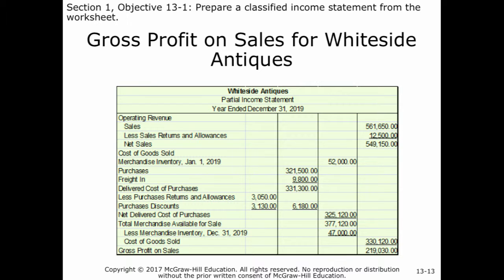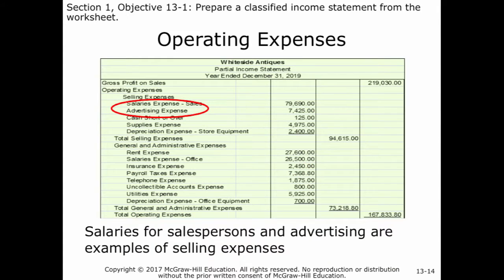$219,030. Now again, I know this is a lot of information, but if you just take your time in reviewing what I'm saying, it should all make sense to you. So now that we have our gross profit, we now need to determine the operating expenses. And the operating expenses are separated into two categories. One of them is the selling expenses, and the second one is the general administrative expenses.